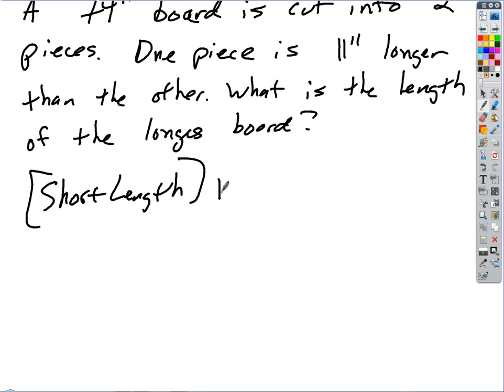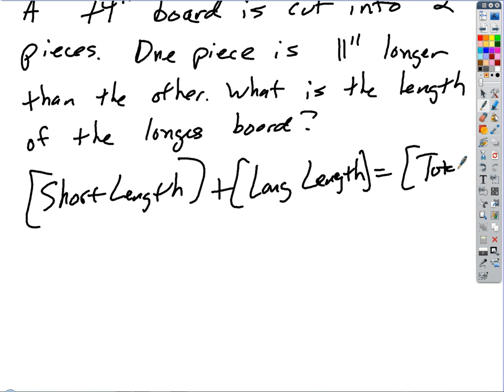There's one quantity, plus the long length, equals the total length, right? And we know that this is 74, but we've got to know what to call these things, right? So when we don't know something in algebra, what do we call it?